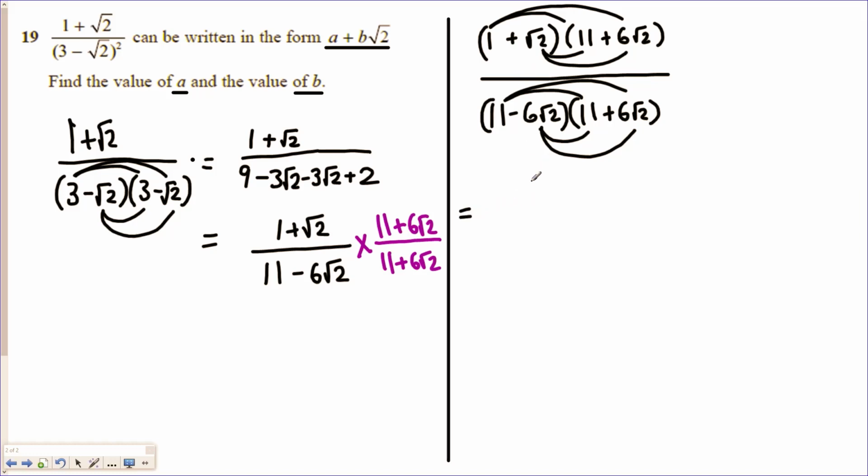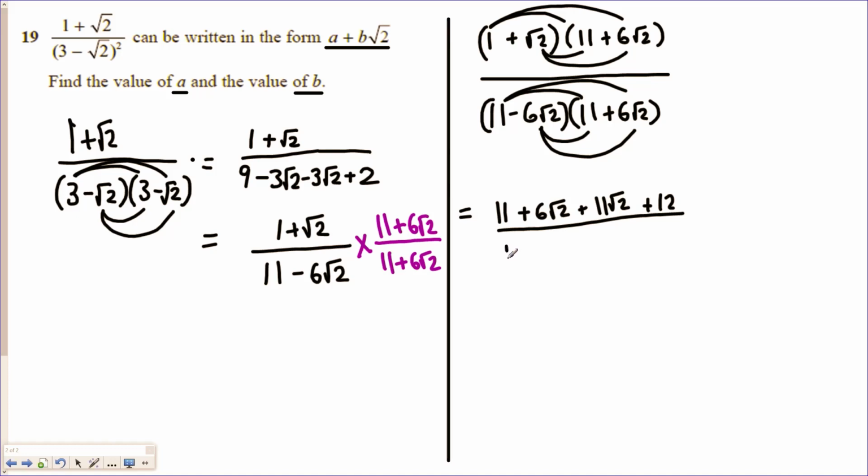So we have 1 times 11, which will give us 11. 1 times 6 root 2, which is 6 lots of root 2. Root 2 times 11 is 11 lots of root 2. Now this is an interesting one. It's root 2 times 6 root 2, so we can multiply the surds together. So root 2 times root 2 is root 4. The square root of 4 is 2. So we're going to have 6 times 2, which will give us 12. So watch out for that part there.